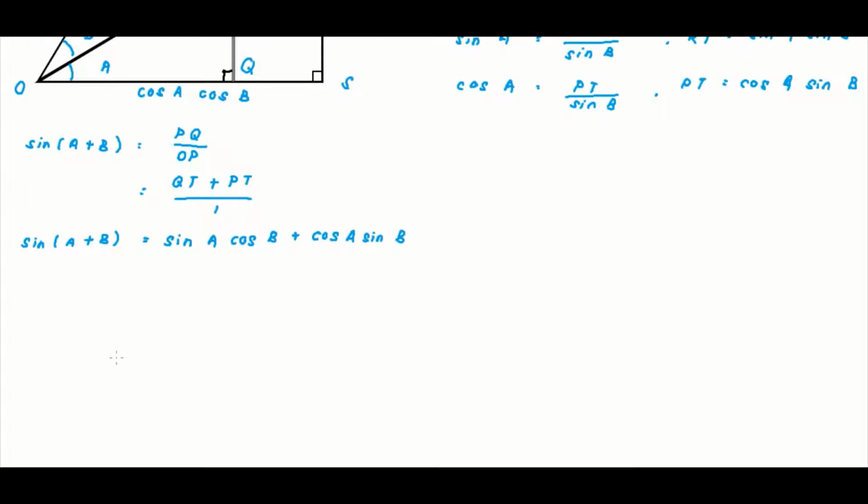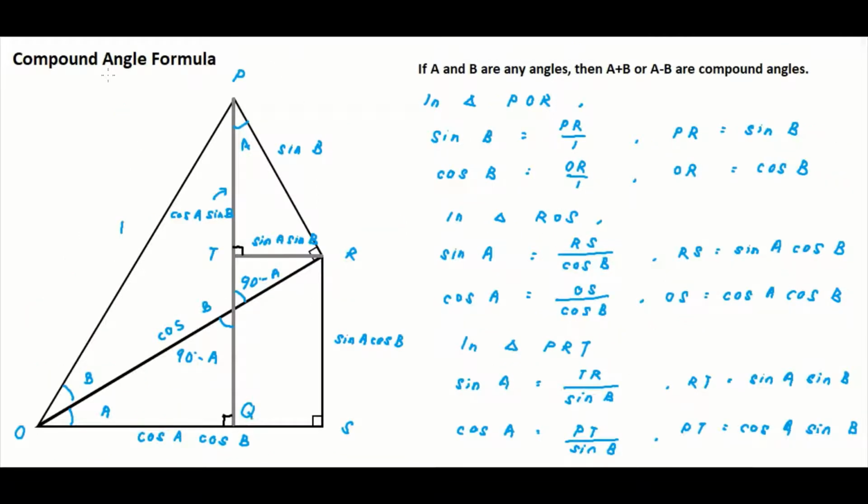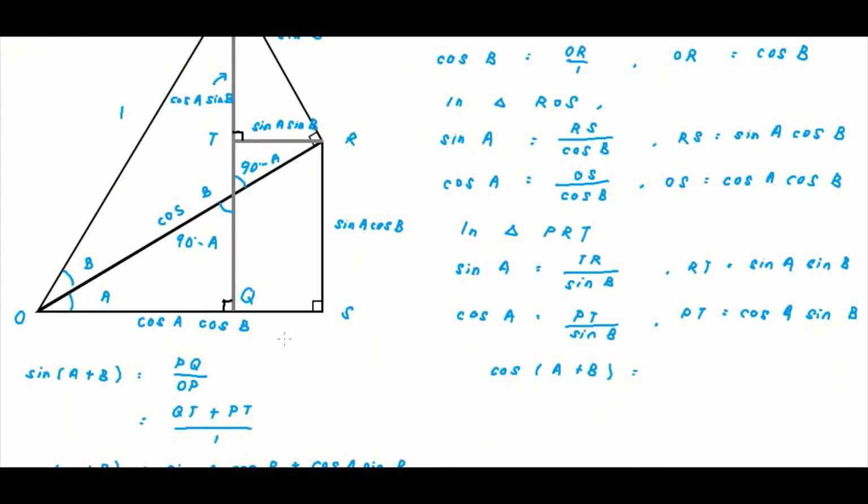Okay, so let me just finish the cos part first. For cos, same thing, cos A plus B will be equal to what? We are looking at the big triangle here as well, because we are looking at A plus B also. To find cos, it will be adjacent over hypotenuse, right? So your adjacent here will be from O to Q, and then divide by OP.